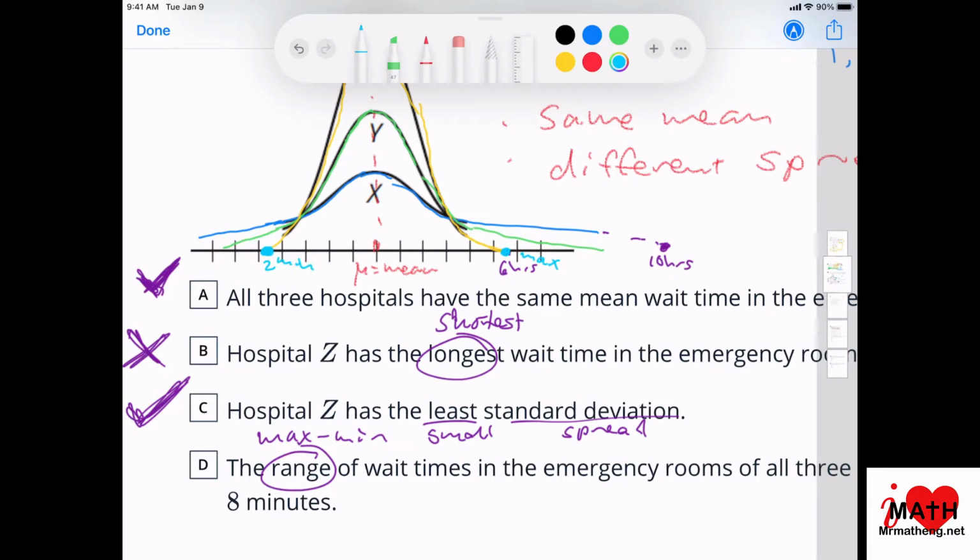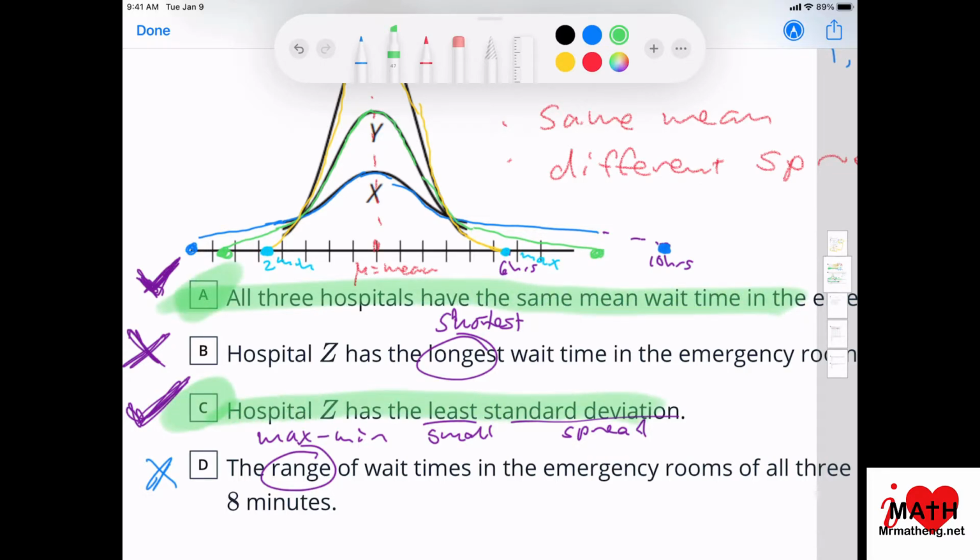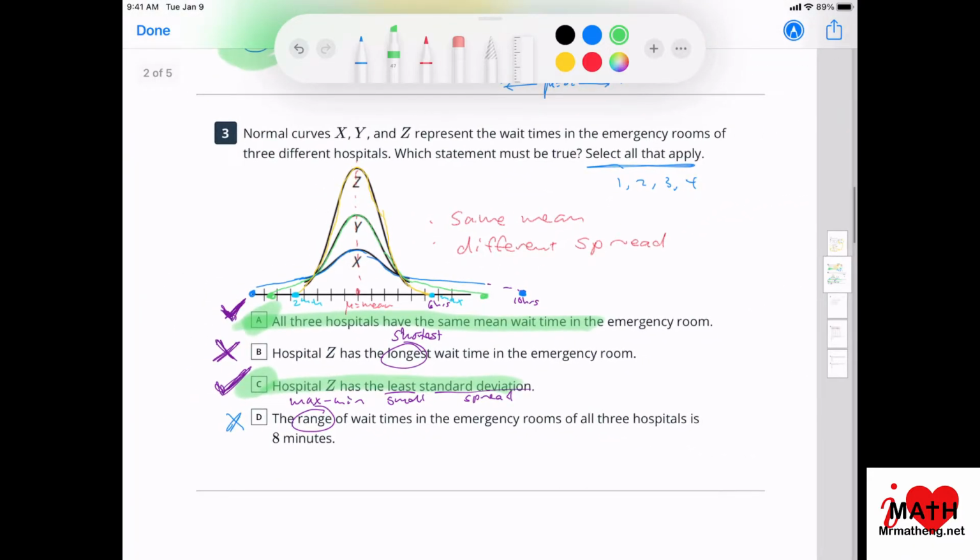So they're saying, is the distance between these two dots the same thing as the distance between the two green dots? And we would say no. And is that the same distance as the two dark blue dots? The answer would be no. So our answers are going to be A and C for number 3.